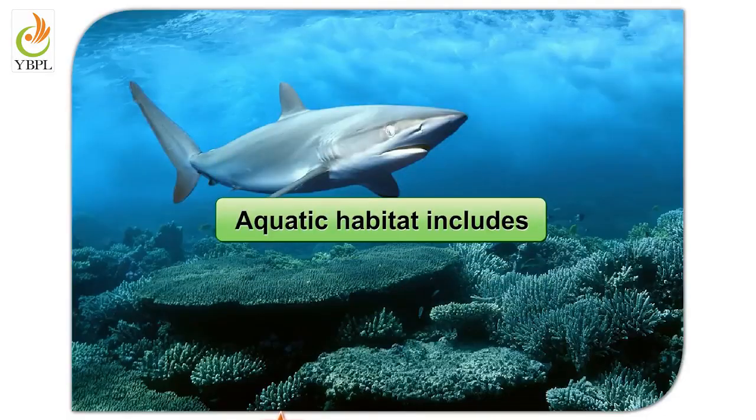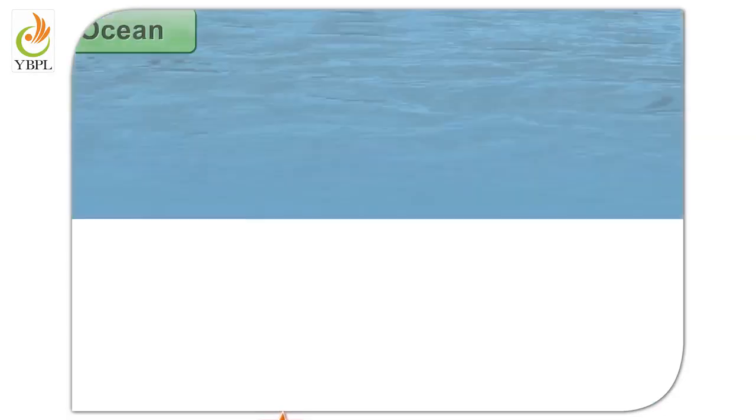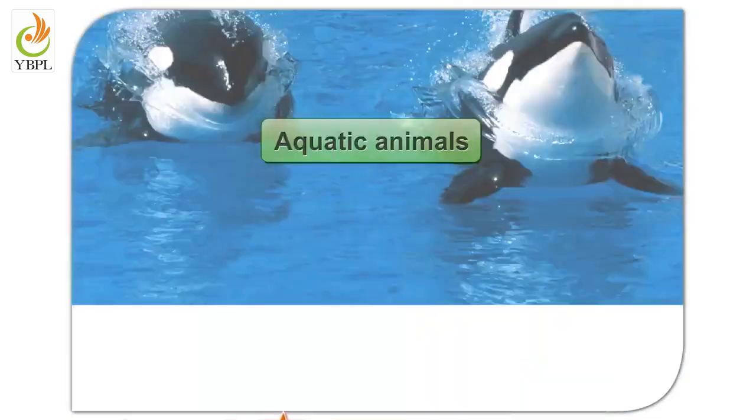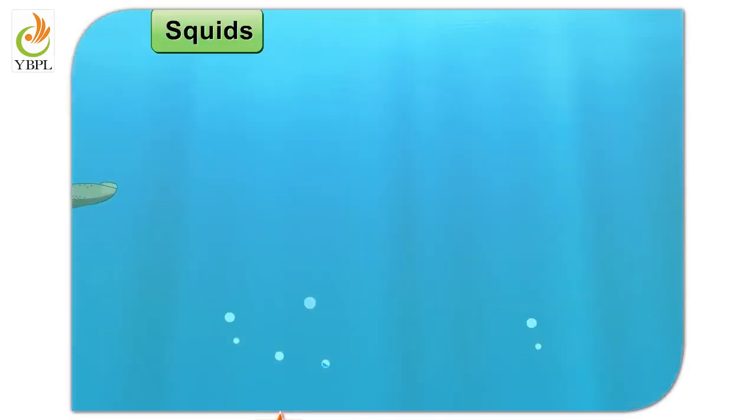The aquatic habitat includes oceans, seas, ponds, and lakes. Most aquatic animals like fish have a streamlined body to move easily in water. They have gills to breathe. Some animals like octopus and squids do not have a streamlined shape. They stay near the seabed and catch the prey that moves towards them. When they move in water, they make their body streamlined.